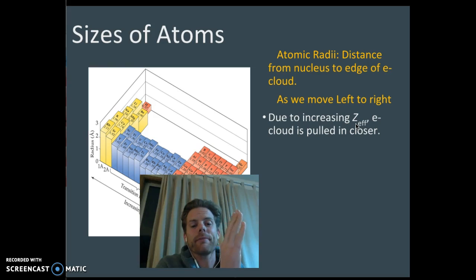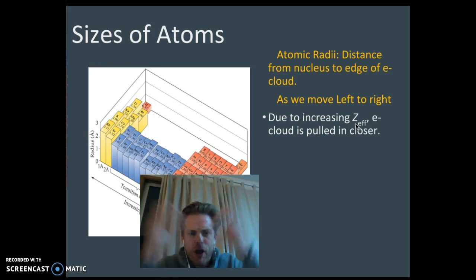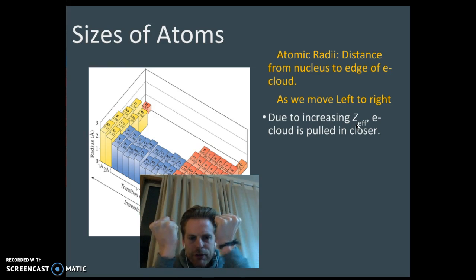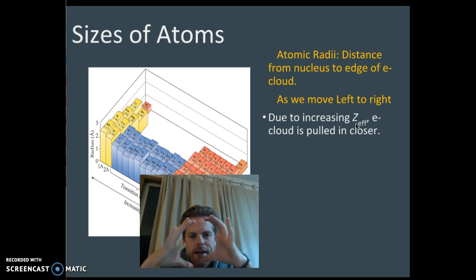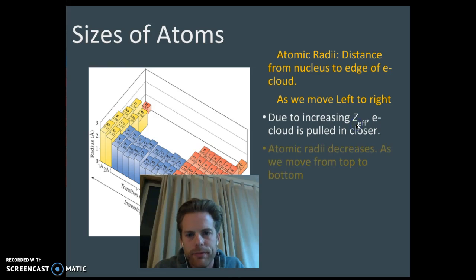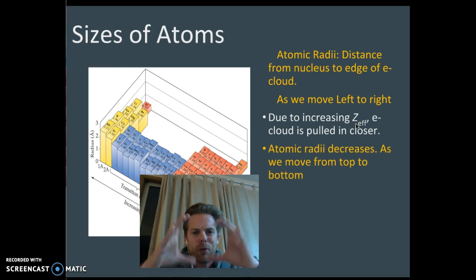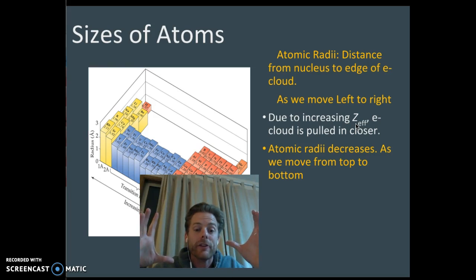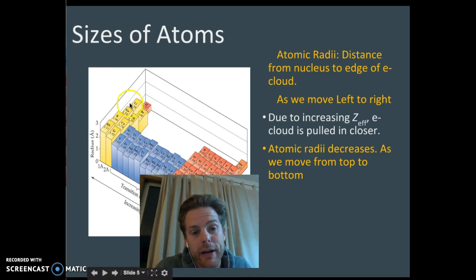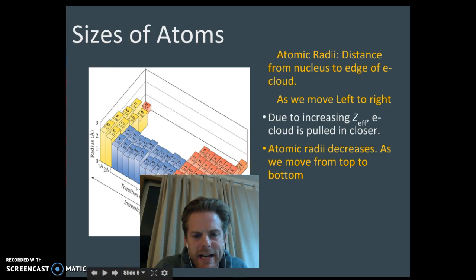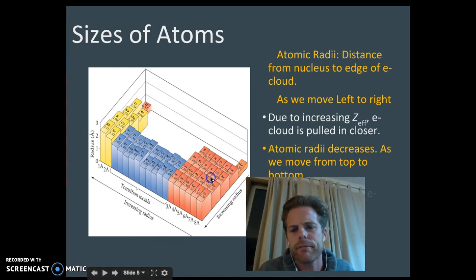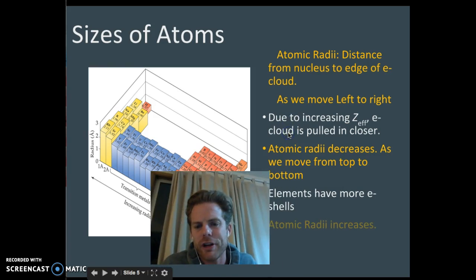And here's the reason why. The more and more protons we put in the nucleus, the more and more it's drawing in those electrons, right? So more and more positive charge, more and more bringing in, making the atomic radius smaller, okay? But if we add more and more energy levels, you would expect it to get bigger, right? So that's kind of what we see here. It gets smaller moving across because there's more protons sucking them in, but it's getting larger moving down as we're adding more and more energy levels. That makes sense, right? All right. They have more electron shells, thus they get bigger.